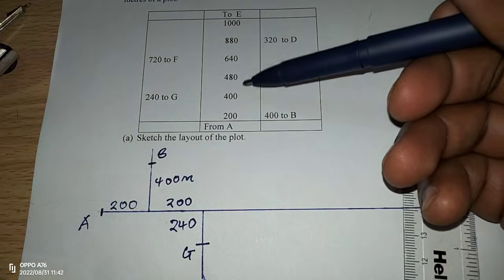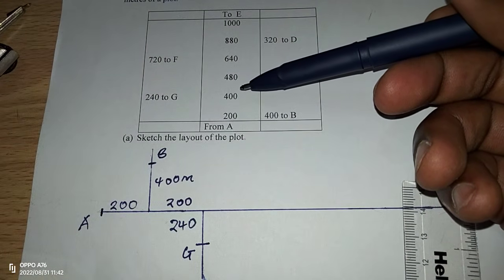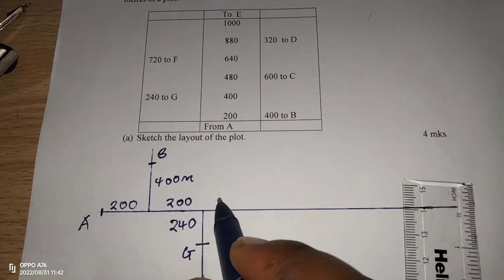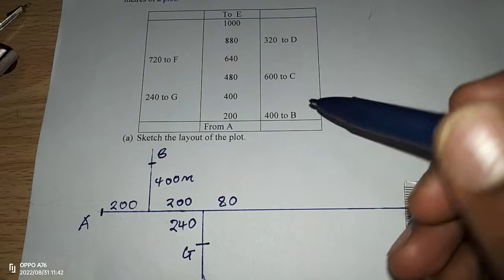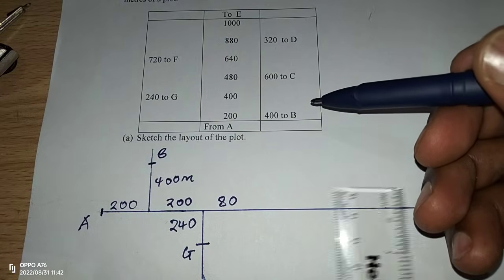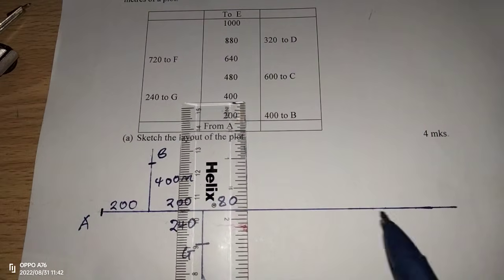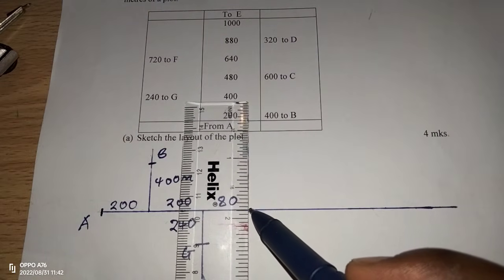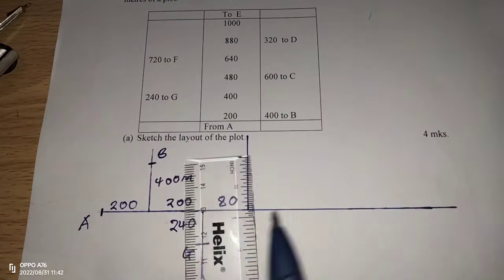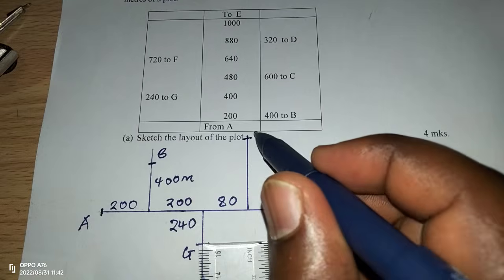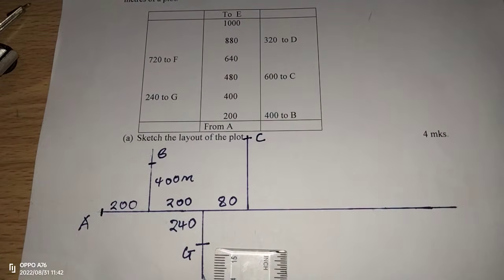Then we proceed again up to 480. So at 480, we have only added 80 meters. And we move to the side where B is, which means we are moving to the upper part, 600 meters. It means this one is going to be a little bit longer than that of B. So C will be found at that point.